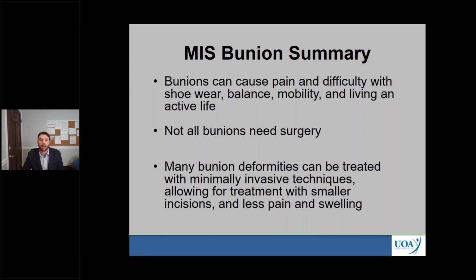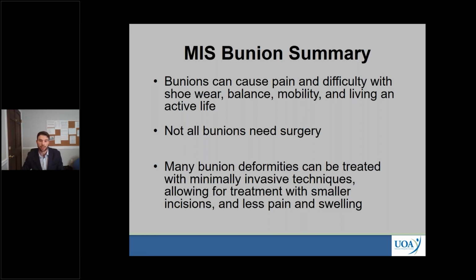All right. So again, in summary, bunions can cause pain and difficulty with shoe wear, with your balance, with mobility, and living an active lifestyle. And if that's the case, it would be a good idea to talk to someone about it because it's important to be active and do things that you enjoy in life.